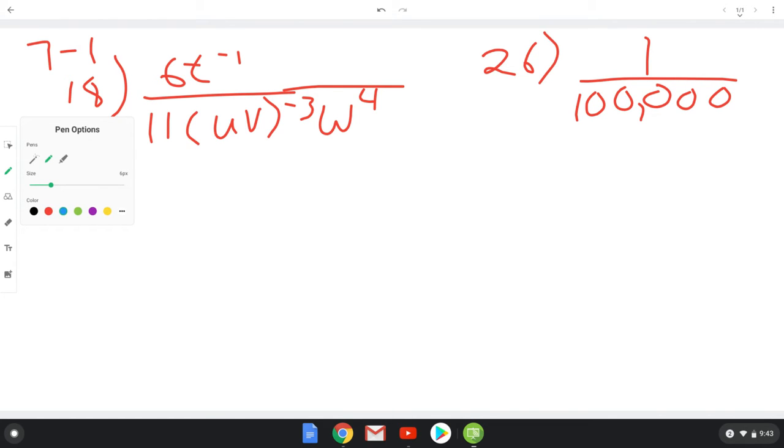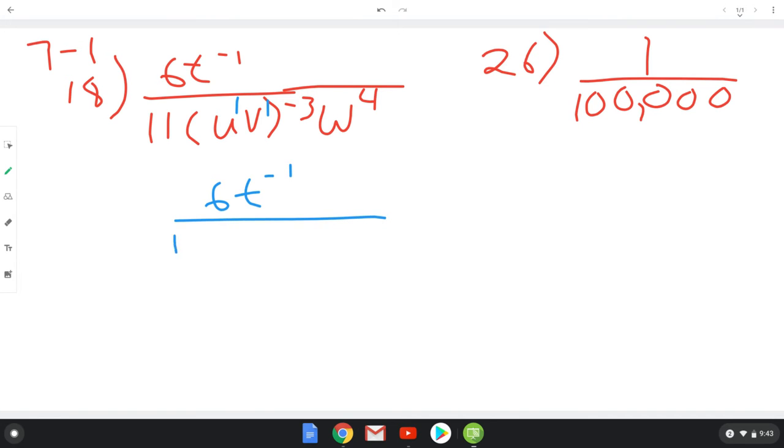I want to point out that there are invisible ones here. If I have something with no exponent, then it has an invisible one. So when I'm multiplying, I'm going to be multiplying by 1. So I still have 6t to the negative 1 on top. And then in the denominator, I have 11 u to the negative third v to the negative third, right? Because 1 times negative 3 is negative 3. And then I have w to the fourth.